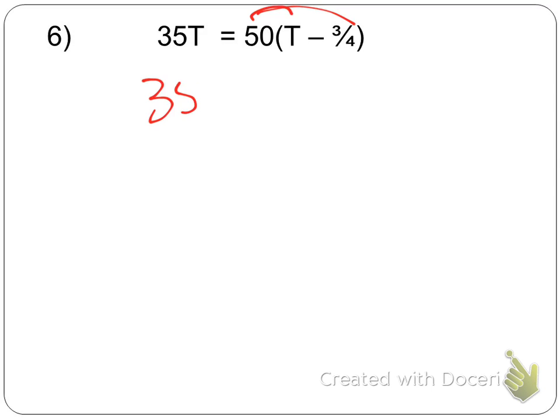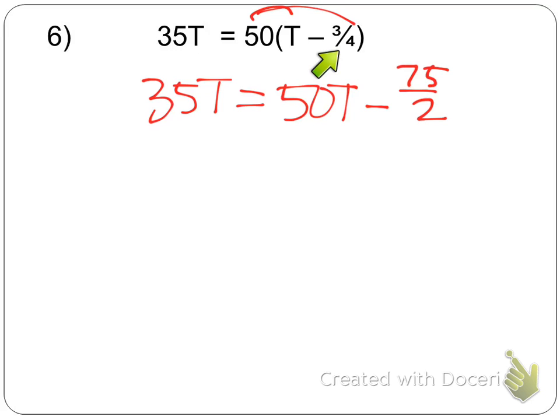Distribute the 50. So 35t equals 50t. When you multiply these, you get 150 over 4, which reduces to 75 over 2, which is 37.5. Any of those is fine. Let's just leave it like this until we see what happens, okay? We multiplied 50 by 3/4. We distributed the 50. 50 times t is 50t. 50 times 3/4: 50 times 3, 1 times 4, and then we reduced.